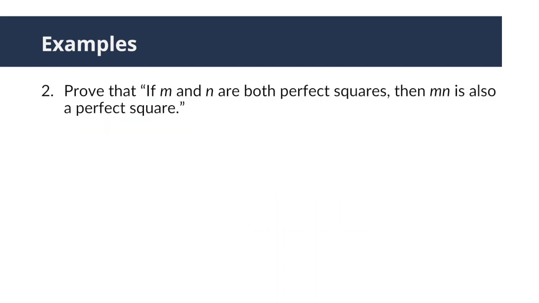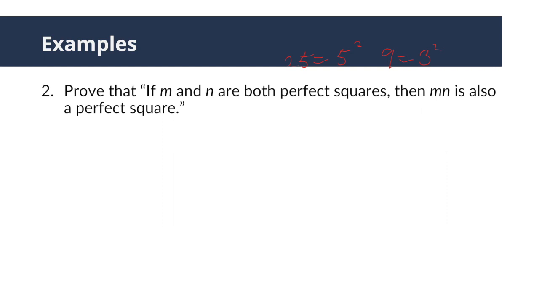Second example. If m and n are both perfect squares, then m times n is also a perfect square. We say an integer is a perfect square if it's equal to the square of an integer. For example, 9 equals 3 squared, so 9 is a perfect square. And 25 equals 5 squared, so 25 is a perfect square. Now we know the definition of a perfect square. Let's see how we can prove this theorem.